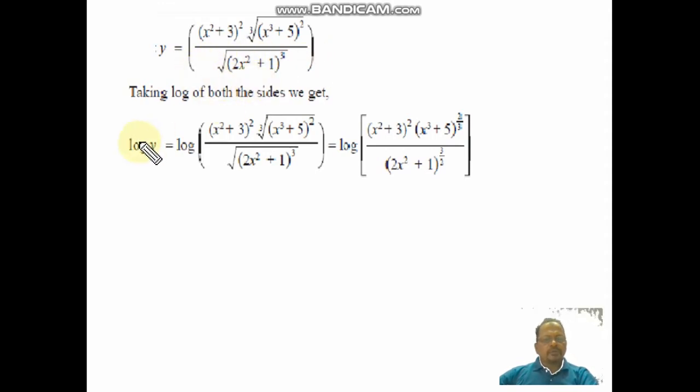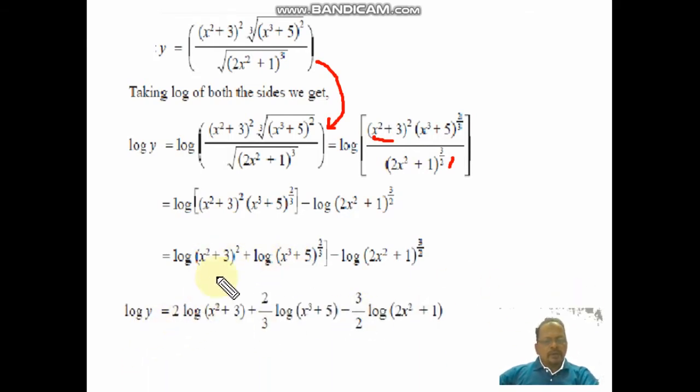After taking logarithms on both sides, I get log y on left hand side, right hand side log of whatever is here as it is. Now I am going to rearrange this. X square plus 3 bracket square as it is, cube root of x cube plus 5 bracket square is x cube plus 5 raised to 2 by 3. Cube root means upon 3 and bracket square here, so here it is 2 by 3. And square root of 2x square plus 1 bracket cube. This bracket cube and square root combine together to form x bracket raised to 3 by 2.